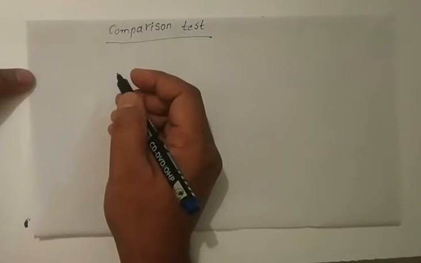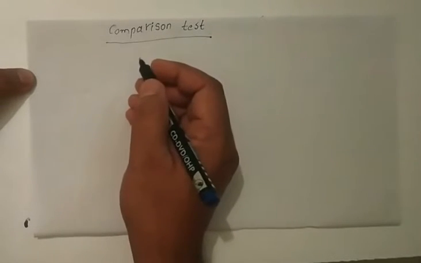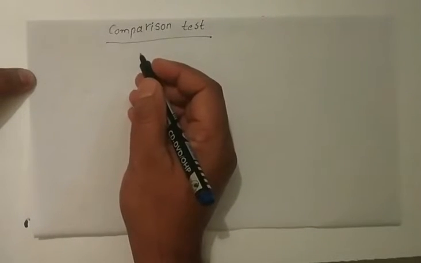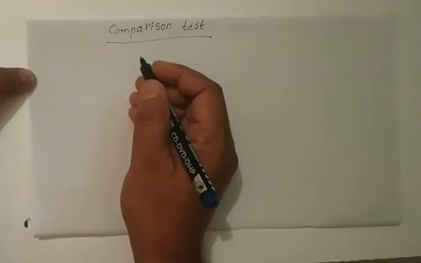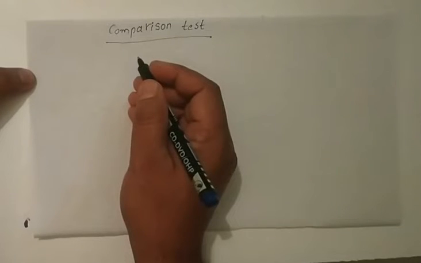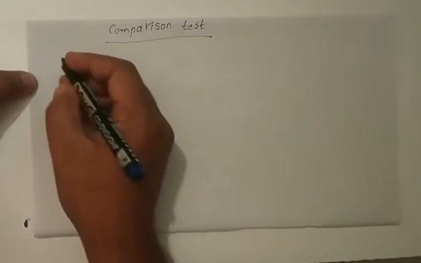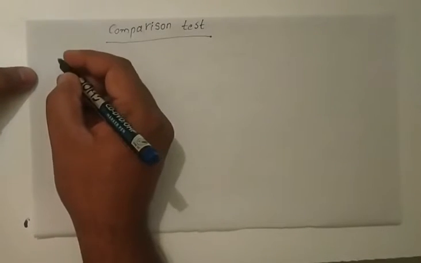First, write down the statement of this comparison test or direct comparison test. After that, we will see what the comparison test for improper integrals is, and also after that we will see one example. Okay, first write down the statement. So what is the statement?